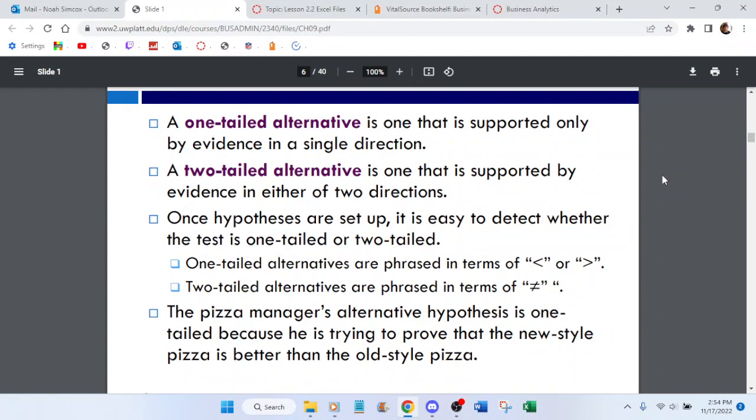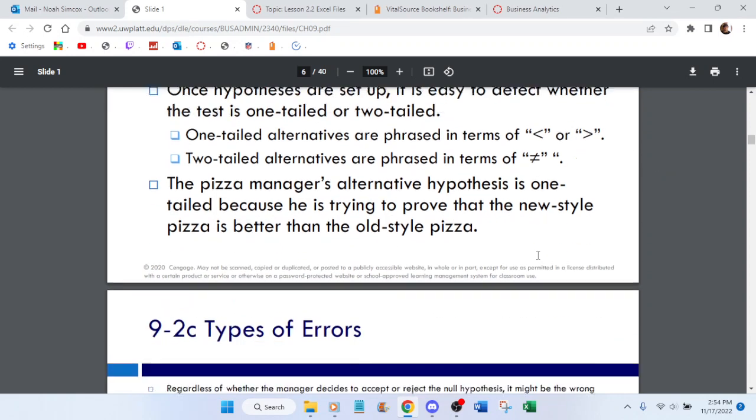Once hypotheses are set up, it is easy to detect whether the test is one-tailed or two-tailed. One-tailed alternatives are phrased in terms of less than or more than. Two-tailed alternatives are phrased in terms of not equal to. So in the case of the pizza one, it should be one-tailed. The pizza manager's alternative hypothesis is one-tailed because he's trying to prove that the new style pizza is better than the old style pizza.